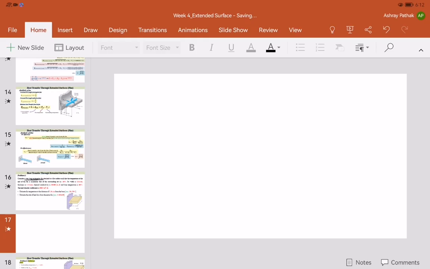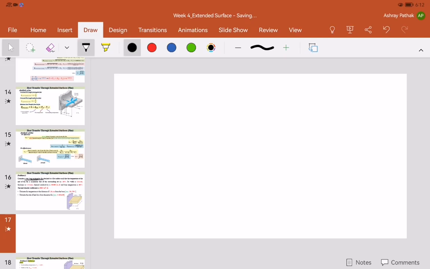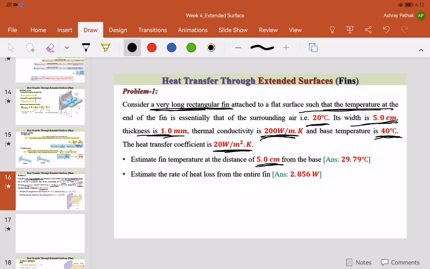The given data says it's a very long rectangular fin attached to a flat surface. The temperature at the end of the fin is essentially that of the surrounding air, that is 20 degrees. Its width is 5 centimeter, thickness is 1 mm, thermal conductivity is 200, base plate temperature is 40, heat transfer coefficient is 20, and we need to estimate the temperature at a distance of 5 centimeter from the base plate, and the rate of heat lost from the fin.